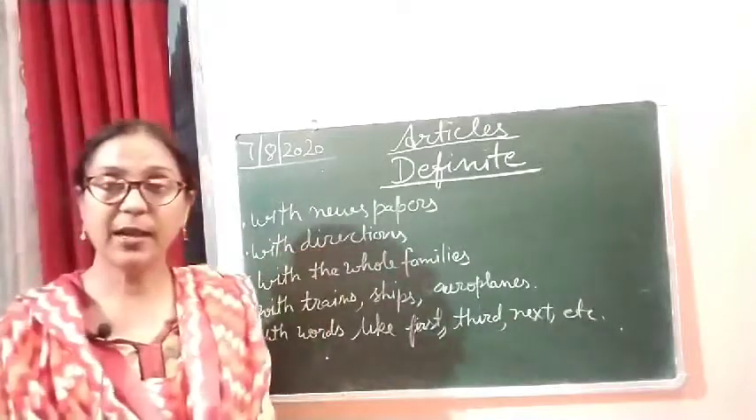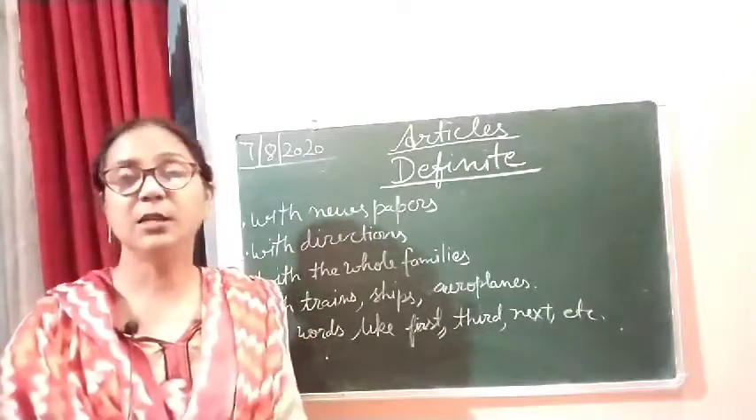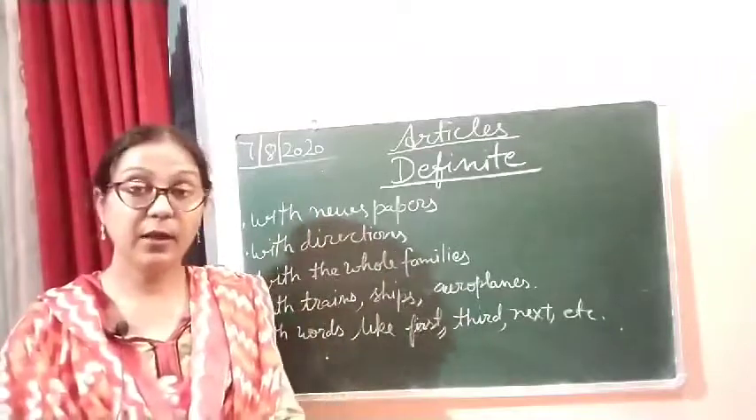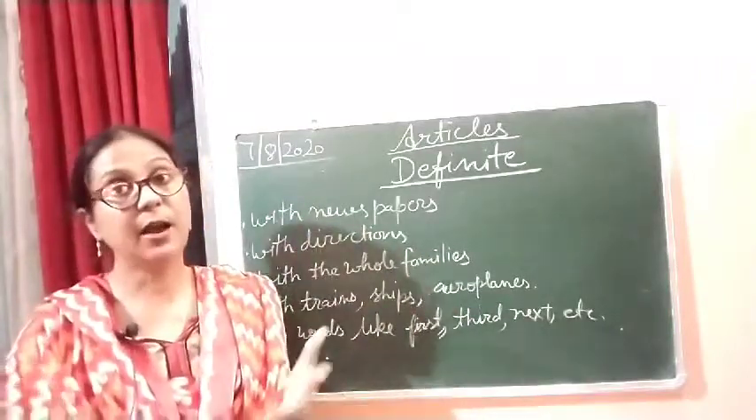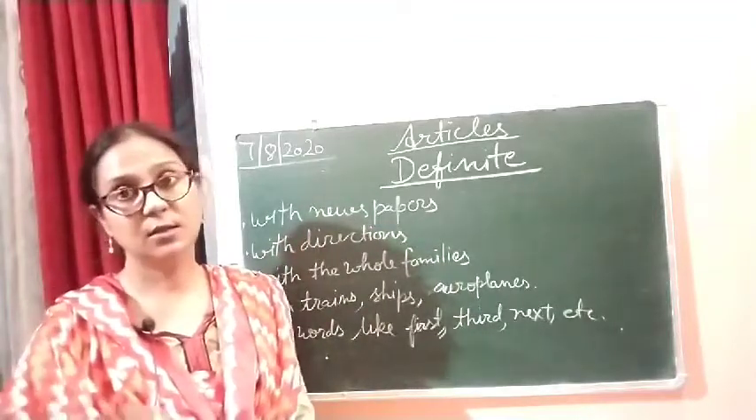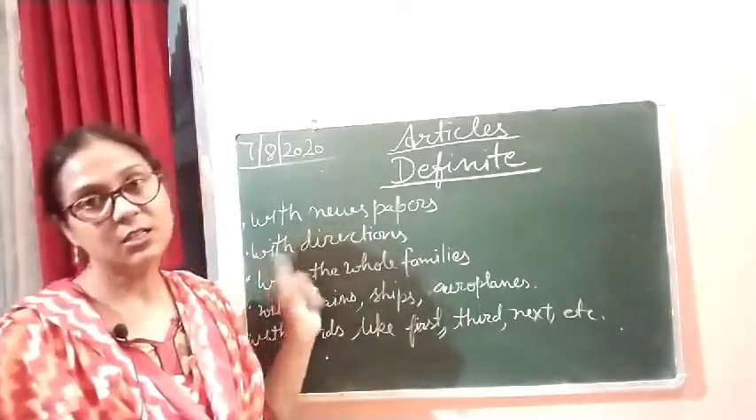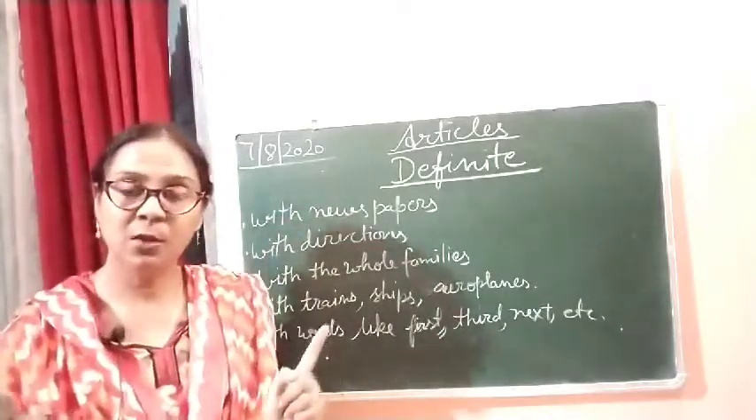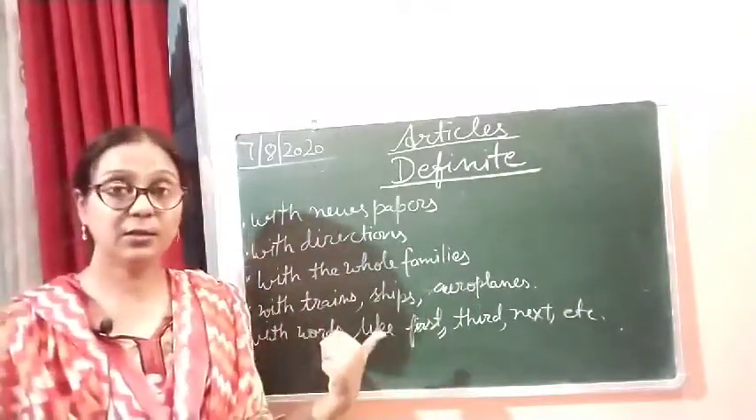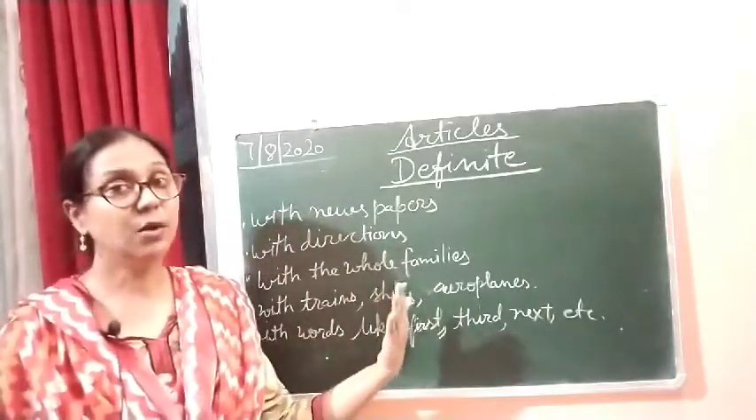With directions, directions means the east, the west, the south. Every direction we are supposed to use 'the'. With whole families, whenever we are talking about whole families, the Rayas, the Chaudhries, the Singhs, the Mishras, that time we are used to write 'the' before the names of whole families. Now we are moving to the names of trains, the Shatabdi, the Mahanagri. So these are the names of trains.